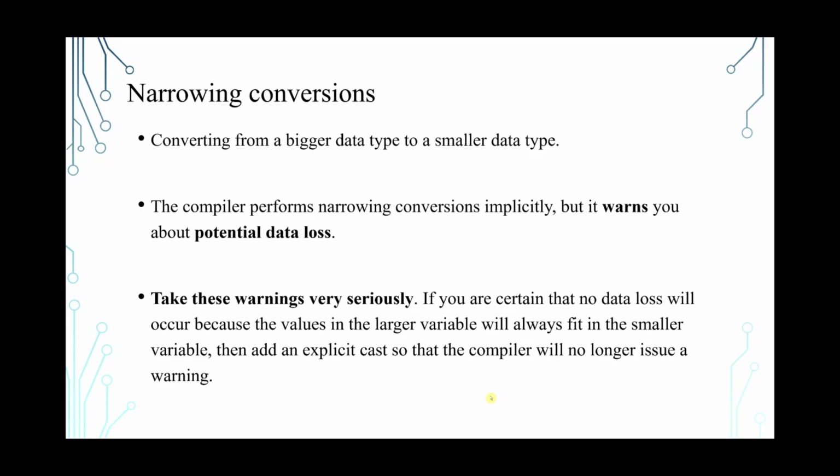Converting from a bigger data type to a smaller data type, whether that thing is represented by a variable or a literal. So the compiler performs narrowing conversions implicitly, but it warns you, so there is going to be potential data loss. And this is a very important statement. So take these warnings very seriously, because you may lose information.